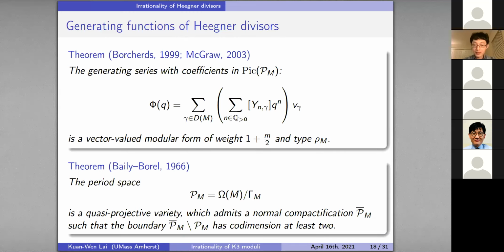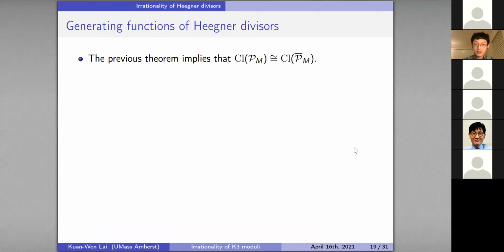Okay. And here's another also important, classical, and well-known result due to Baily-Borel. So the period space is a quasi-projective variety, which admits a normal compactification such that the boundary has codimension at least 2. Okay, so using these two facts, I'm going to estimate the irrationality of Heegner divisors.